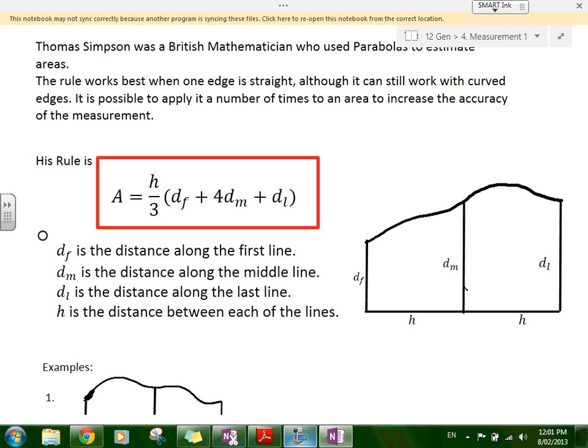To use Simpson's rule, you need 3 measurements. And this is what d_f, d_m, and d_l are. d_f is the distance along the first line. This here is d_f, the distance along the first line. d_m is the distance along the middle line, because this distance has to be the same. It has to be equal distance from the last one and the first one. And d_l is the final measurement of that line. And h is the distance between each measurement. Alright, any questions first about what we see?